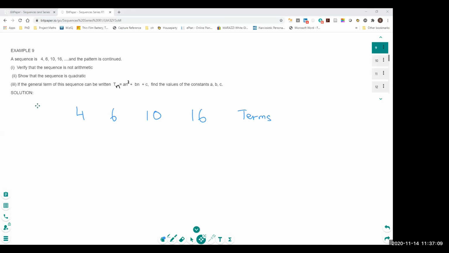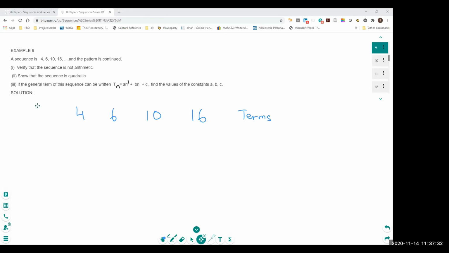Again, subtract them from each other, and do it for the first differences. Subtract the first differences from each other. And if you find that the second differences are constant, well, you've got a quadratic. If the general term of this sequence can be written as T of n is equal to an squared plus bn plus c, find the values of the constants a, b, c.